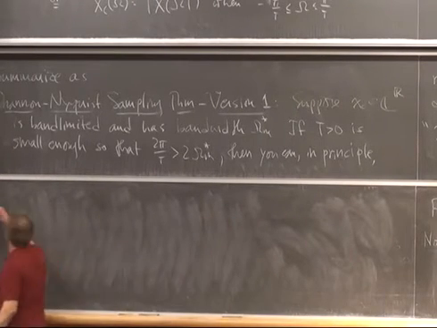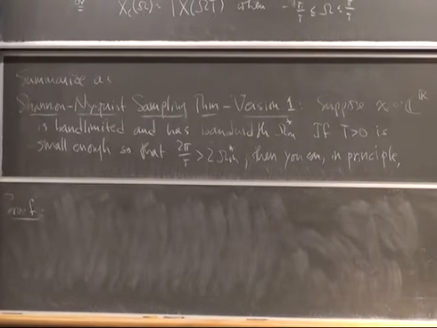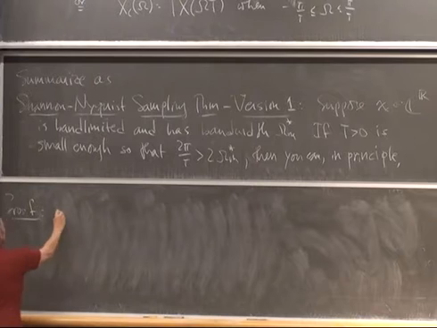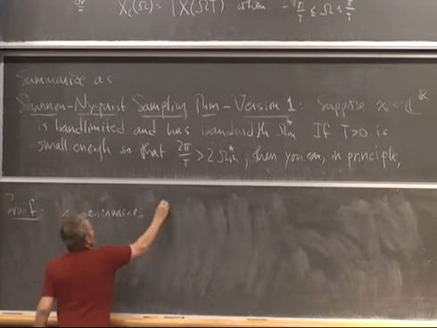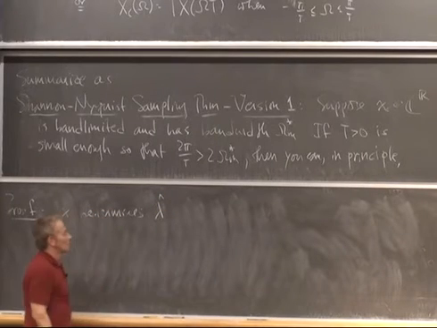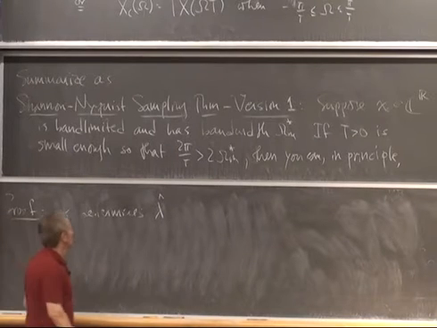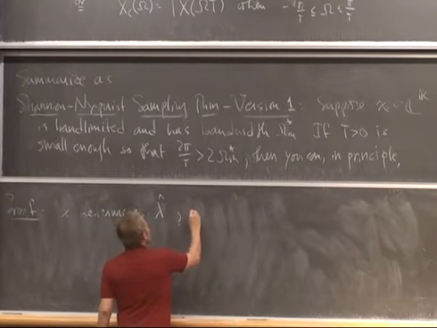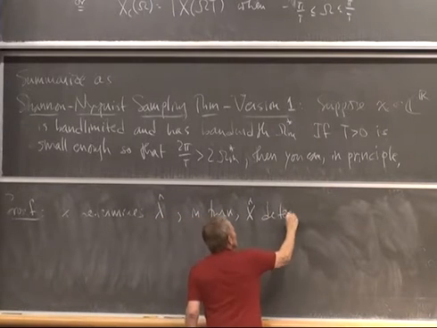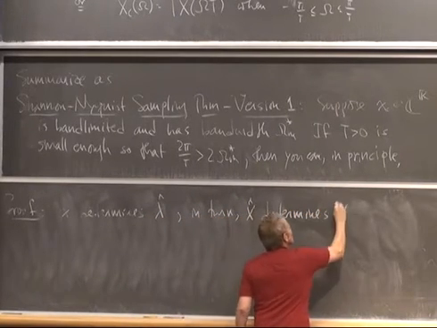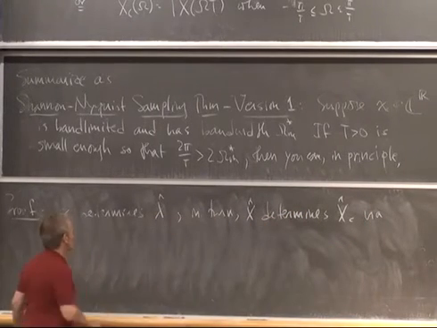Here's the proof. x, the discrete time signal, determines x hat, that's just the DTFT of x. In turn, x hat determines xc hat by means of that equation that we had before that relates them.